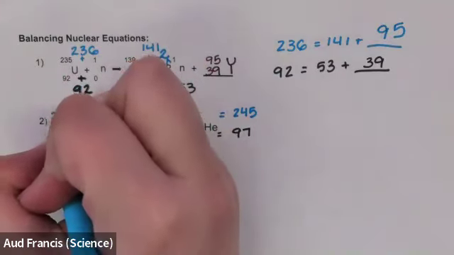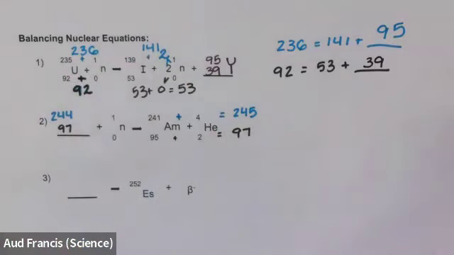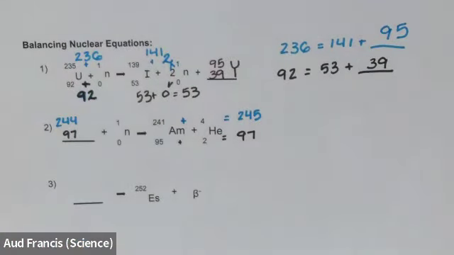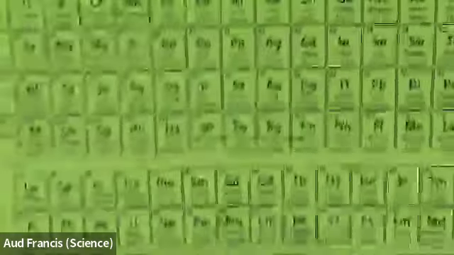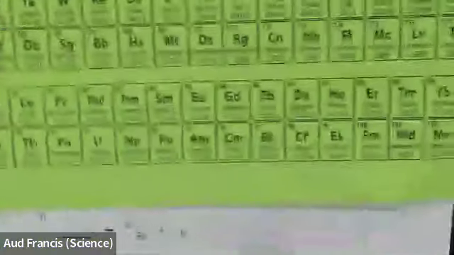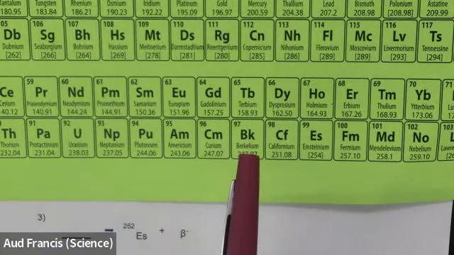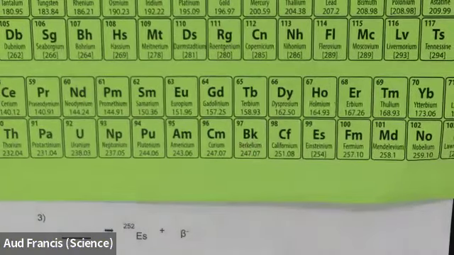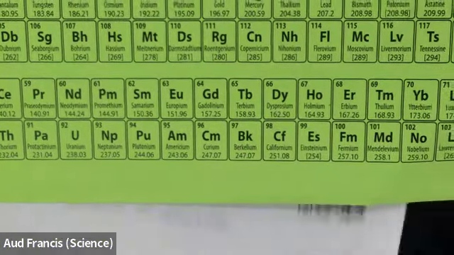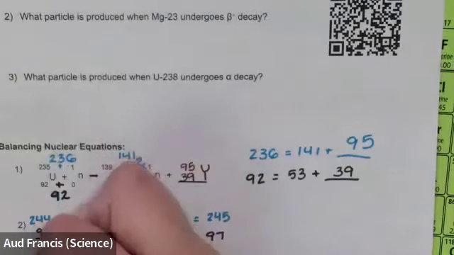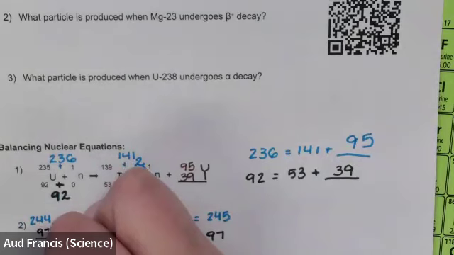244. To figure out what element I'm looking at, I'm going to use my periodic table. I'm going to go check out 97. 97 is an actinide number, so it's going to be in that row under the periodic table. So when I start looking, I see that I have 97 right here, berkelium. We're going to abbreviate that with the BK. That solves that one.